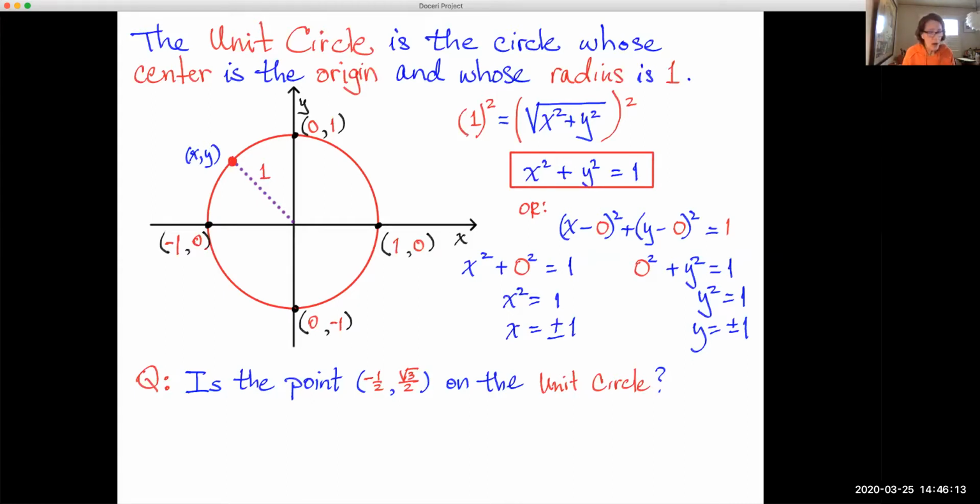Okay. So how do we figure it out? What we have to do is we just have to plug in those coordinates and see if they make the equation true. So we plug in -1/2 for x, and we plug in √3/2 for y. And then we say, is that going to be equal to 1? Because x squared plus y squared equals 1. If it's on the unit circle, that has to be 1.